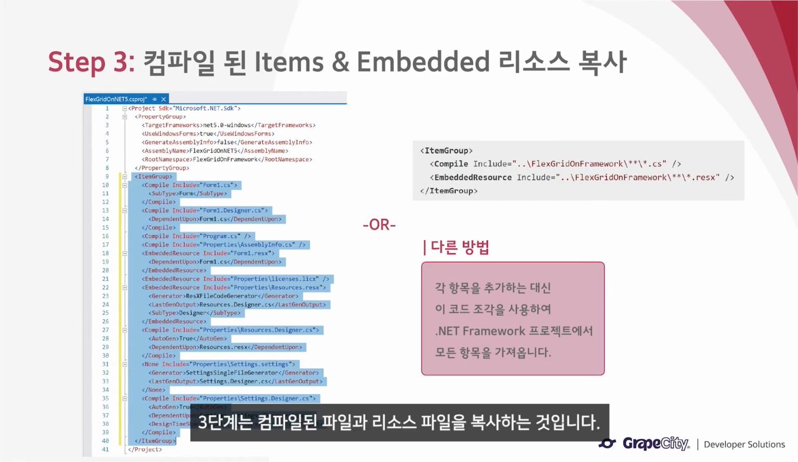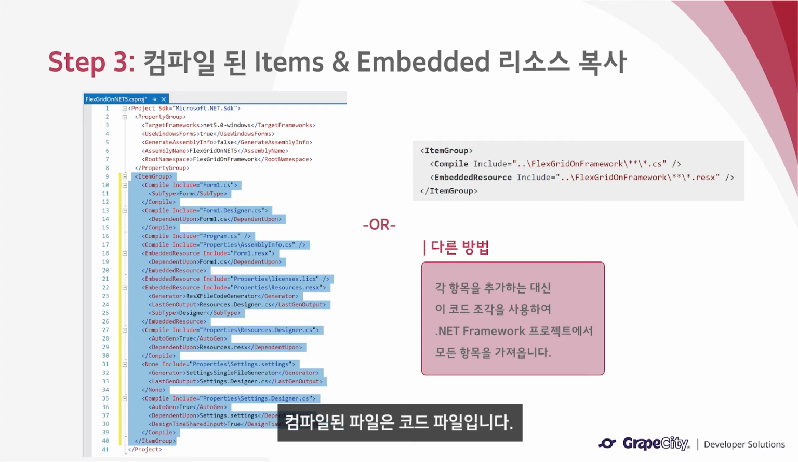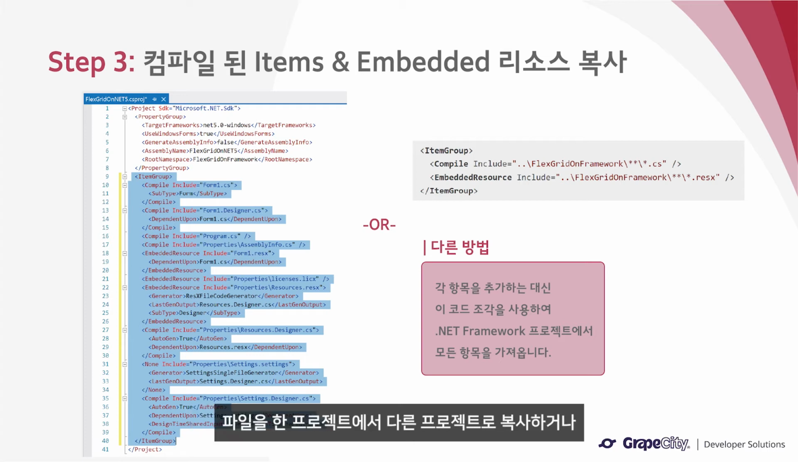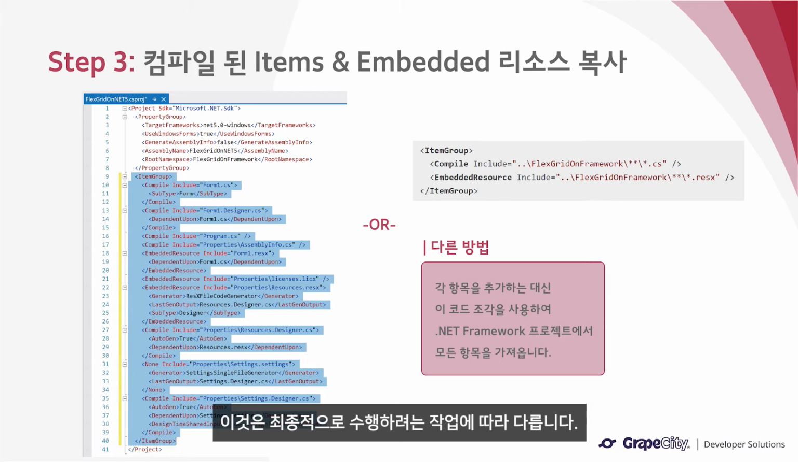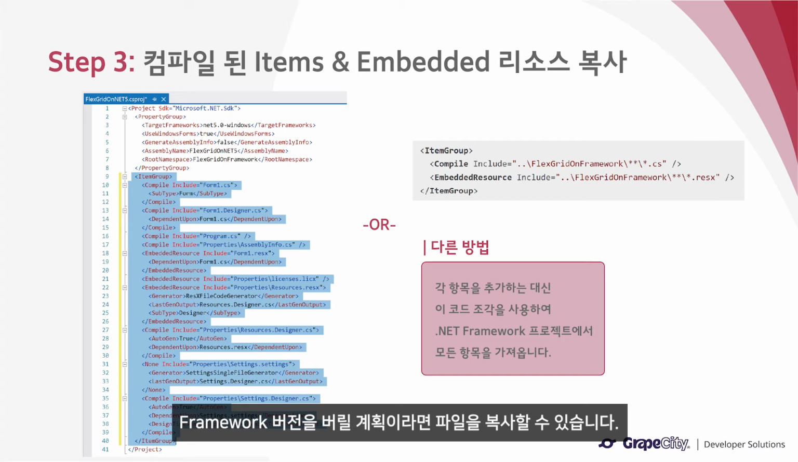Step 3 is to copy the compiled and resource files. Compiled files are your code files. You can literally just copy them from one project to the other, or you could just modify the project file to reference the same files from the .NET Framework project. It depends on what you want to do ultimately. If you want to continue multiple build outputs, then it makes sense to reference the files so you only have to edit them in one place. If you are planning to dump the framework version, then you may as well copy the files over.